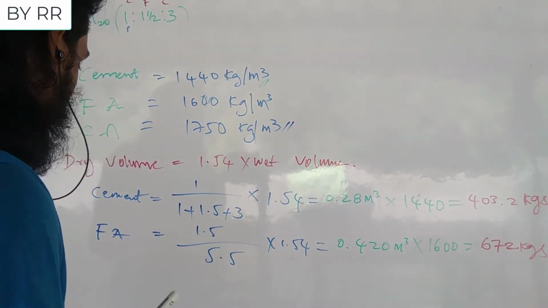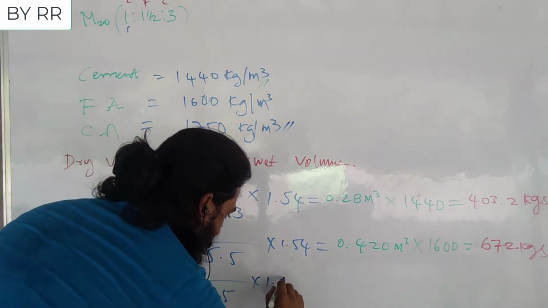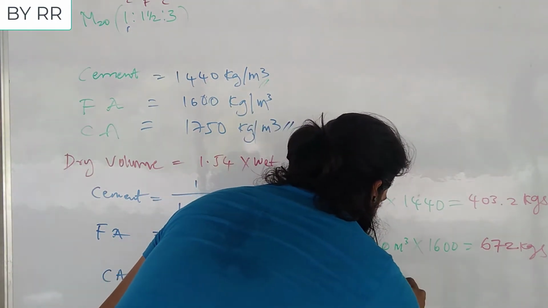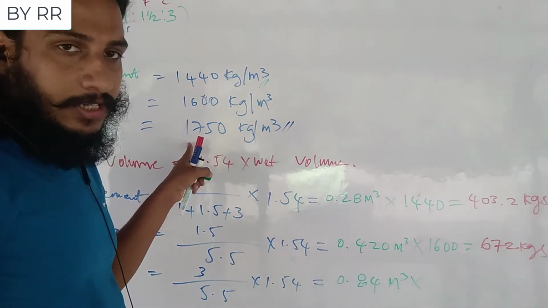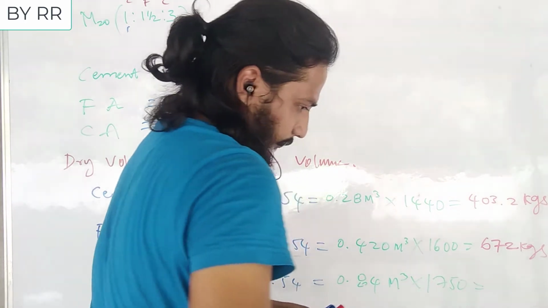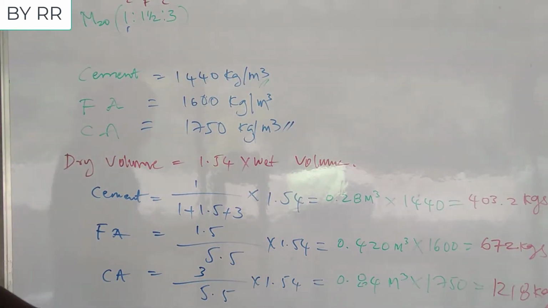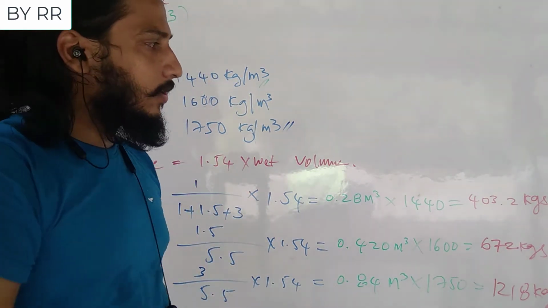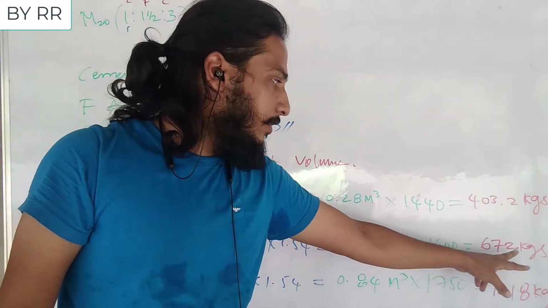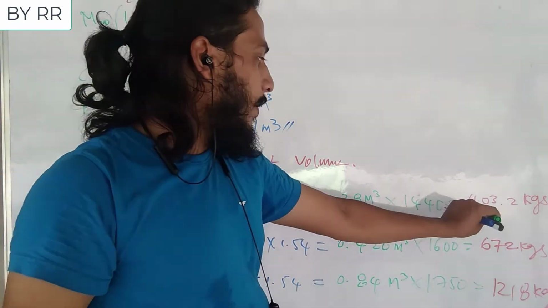Then find the coarse aggregate. Take 3 divided by 5.5 into 1.54, that is equal to 0.84 cubic meters. Multiply this 0.84 with 1750. Here we will get the value of 1218 kgs. Okay, so for 1 cubic meter of M20 grade concrete, we require 403.2 kgs of cement, 672 kgs of sand, that means fine aggregate, and 1218 kgs of coarse aggregate.